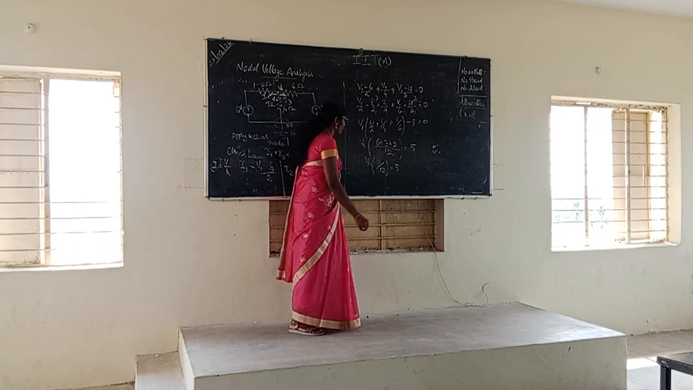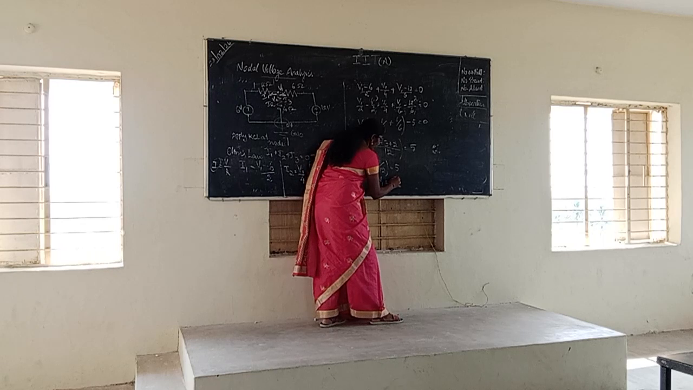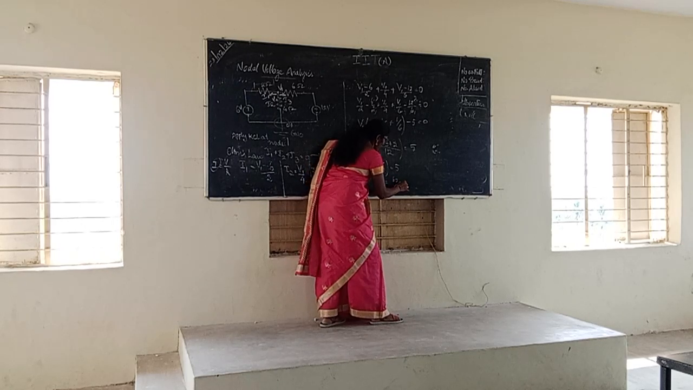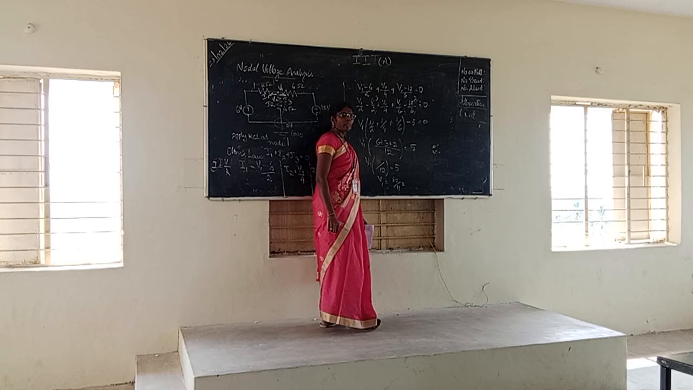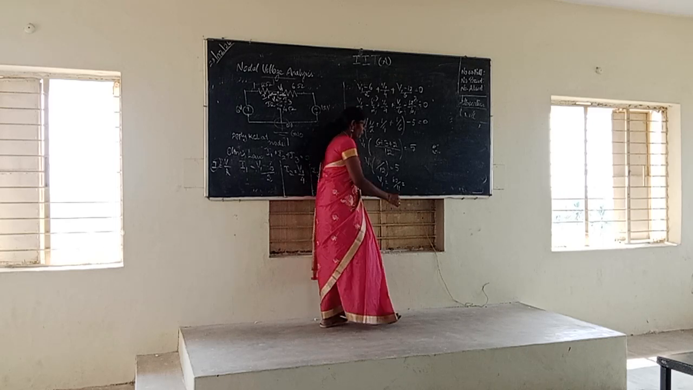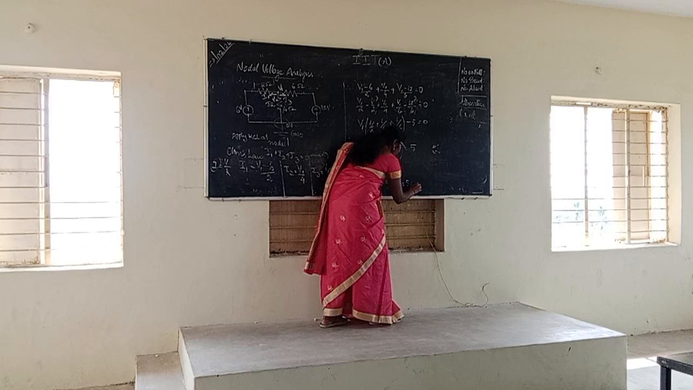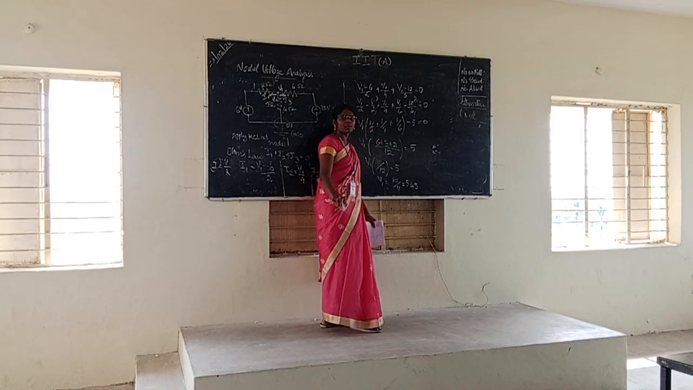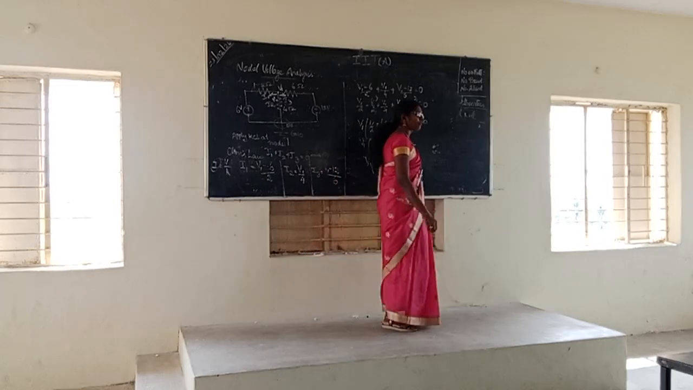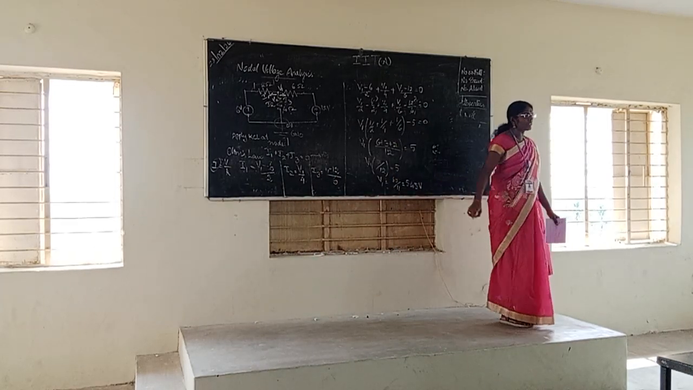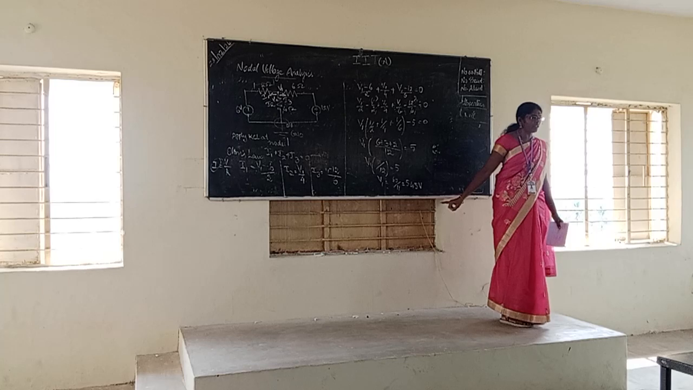V1 is equal to 12 into 5, that is 60 by 11. What's the value for 60 by 11 then? 5.45, just two decimal points. What is the voltage value there? 5.45. Now shall I substitute that in I1, I2 and I3? Shall I find the branch current?